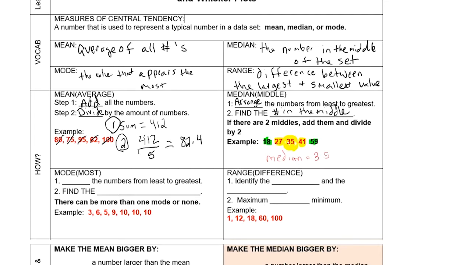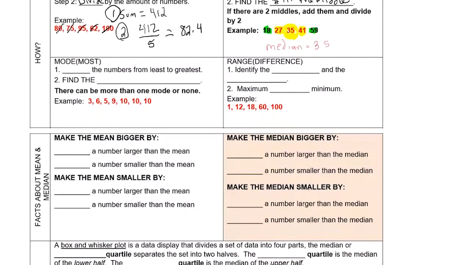All right, let's talk about the mode. The mode is the number. So we need to arrange the numbers from least to greatest. Find the number or value that appears the most. Okay, there can be more than one mode or none. So let's take a look. 10, 10, and 10. So 10 appears the most. So our mode equals 10.